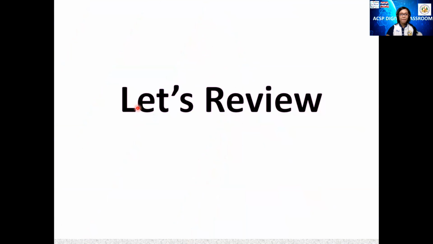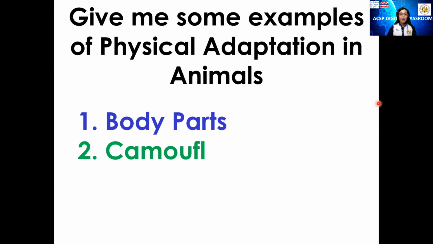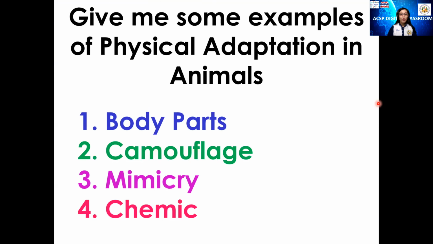So let's review. Give me some examples of physical adaptation in animals. Can you still remember the physical adaptation in animals? What are those? We have number 1, body parts. Number 2, camouflage. Number 3, mimicry. And number 4, chemical defense. These are physical adaptations in animals.